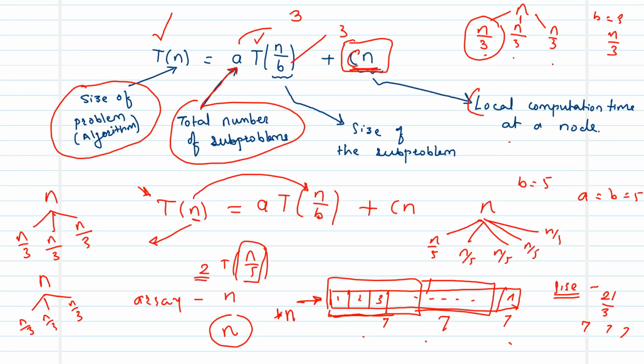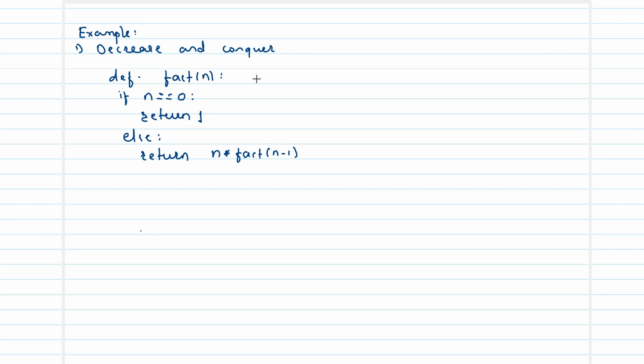So let's see some recurrence relations for recursions. As I said, any algorithm or any problem, if you write it in terms of recursion, then you can form a recurrence relation. So let's take the factorial equation, or the code, or the algorithm which we have discussed for factorial. This technique of writing recursion for factorial is also called decrease and conquer.